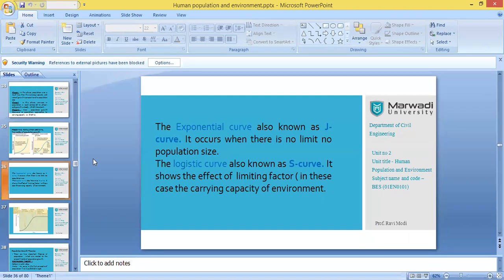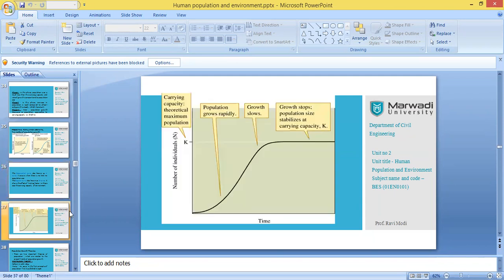The exponential curve is also known as the J curve, and the other one is known as the sigmoidal curve. The exponential curve occurs when there is no limit on population size. The logistic curve is known as the S curve or sigmoidal curve. It shows the effect of a limiting factor, in this particular case the carrying capacity of the environment. So you can see over here again the carrying capacity.